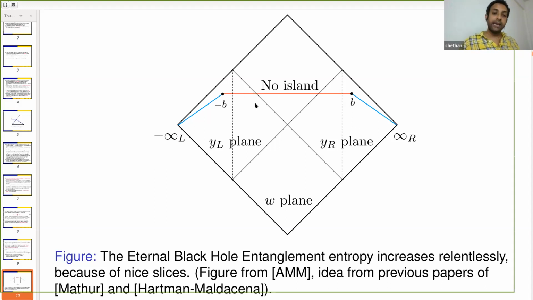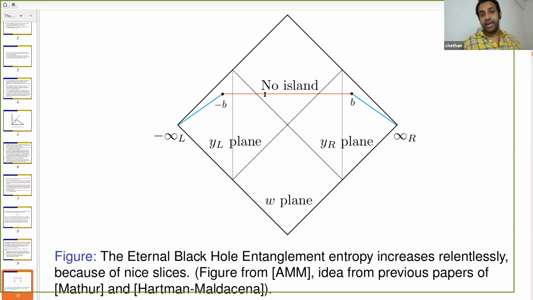And what happens is that as time moves forward, these two points B and minus B are moving forward in time, both are moving forward. And it's important that both are moving forward, because if one is moving forward and one is moving backward, you can actually relate it to the t equals 0 slice through an isometry, because it is kind of a boost in this geometry.